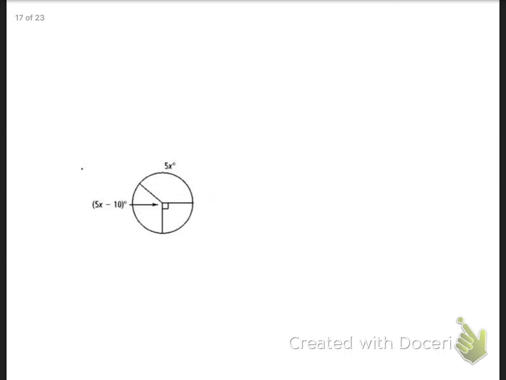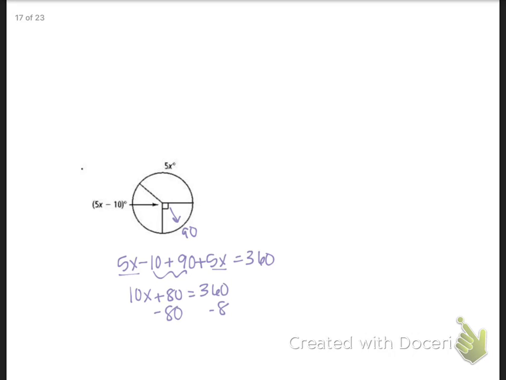Okay, this little box means 90. I've got all the way around my circle, so I make sure I include all the way around my circle when I set it equal to its big, which is 360. I add my x's, my numbers, I'm going to subtract 280, not 290, divide by 10, get 28.